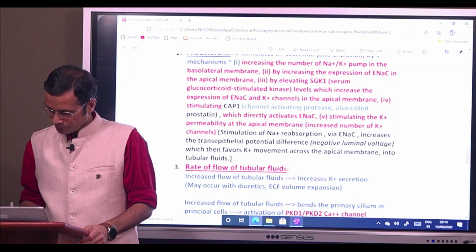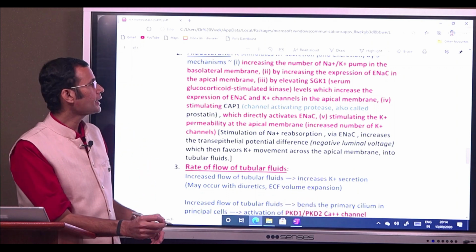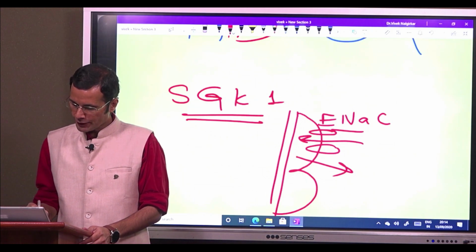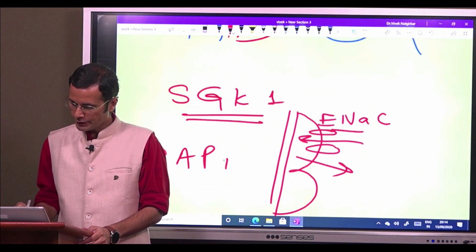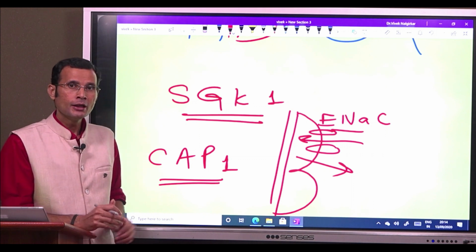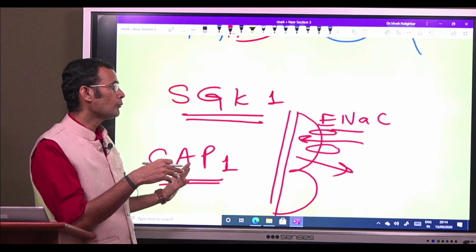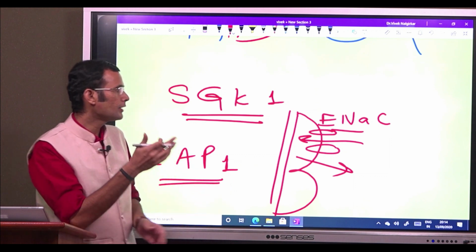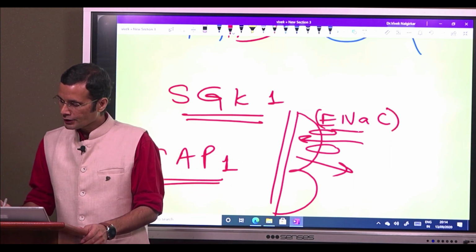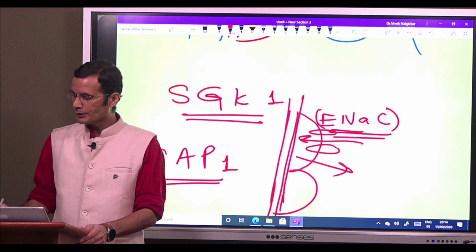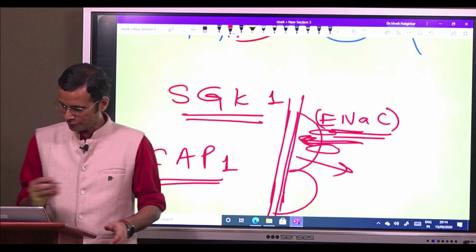CAP1 is channel activating protease. Aldosterone stimulates the expression of CAP1. It has a similar action: increased expression of ENaC in the apical membrane of the principal cell, so increased reabsorption of sodium.